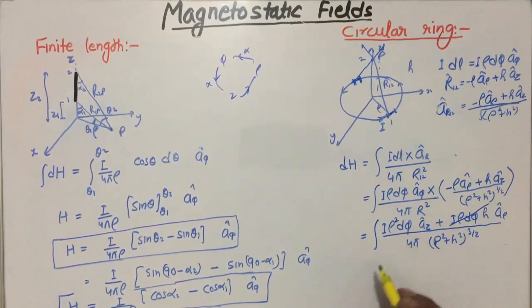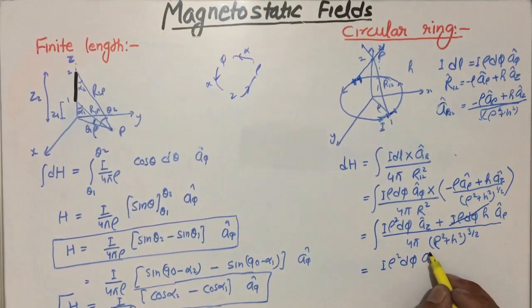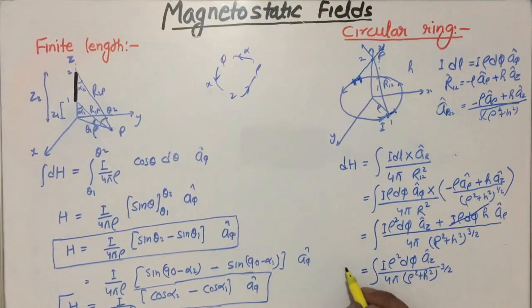The remaining component will be I rho square d phi az divided by 4 pi (rho square plus h square) to the power 3 by 2. Okay, so this will be the full H.